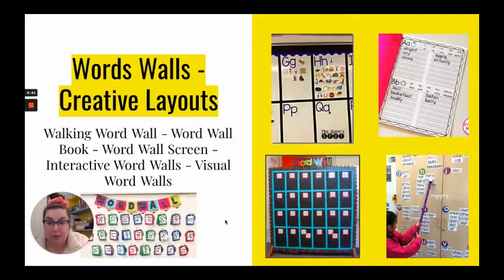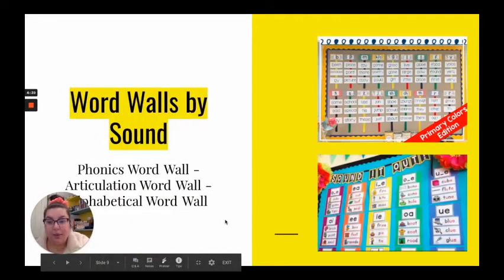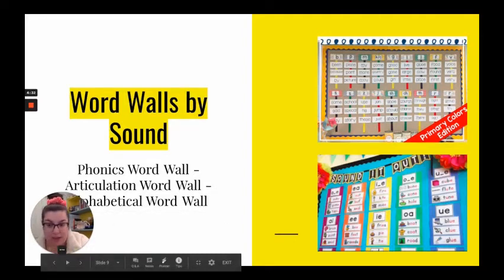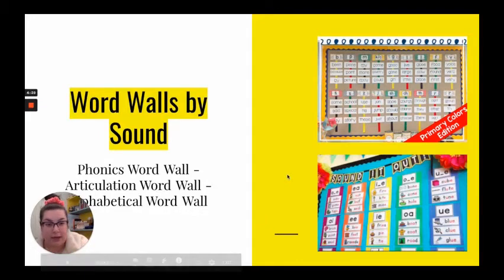So continuing on with our variations, we have word walls by sound. So these are phonics word walls, articulation word walls, and alphabetical word walls, or kind of like sounding it out by the beginning sound. So I have two examples here.